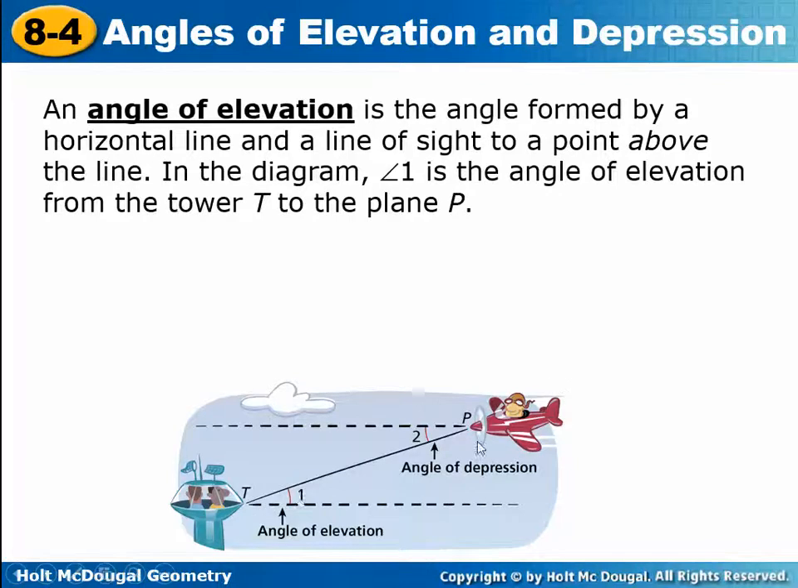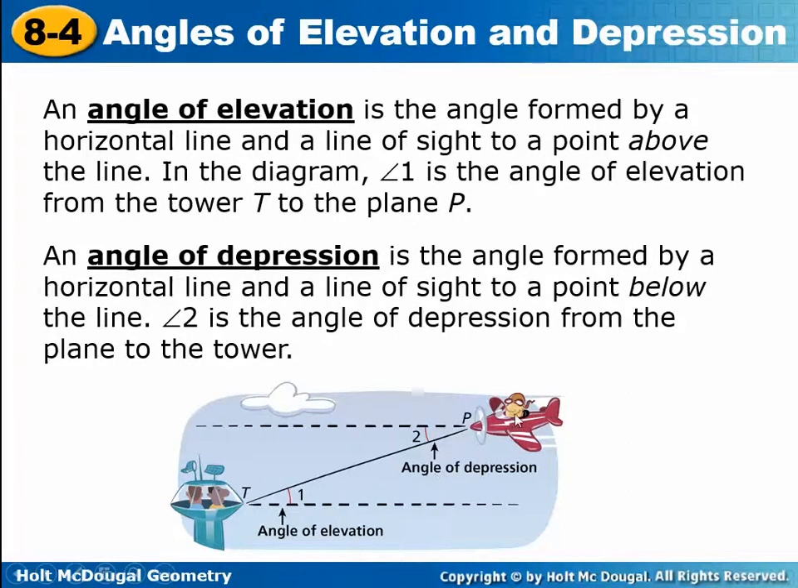So it's from T to P. It's when he's looking up. That's the angle of elevation from the horizontal line. An angle of depression, that would be the pilot's line of sight. So there's the horizontal line formed, and he is looking at the traffic controller. He's looking down below him, and that is the angle of depression from the plane to the tower.